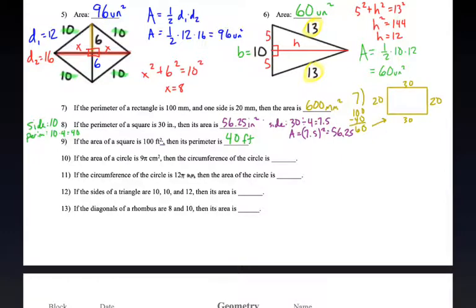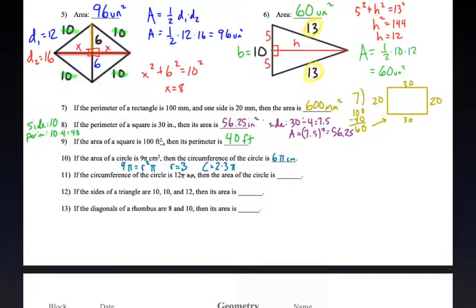If the area of a circle is 9 pi centimeters squared, that 9 is the radius squared. Area is the radius squared times pi. So the radius is 3. The circumference is double the radius times pi. So 2 times 3 is 6. 6 pi centimeters is the circumference.